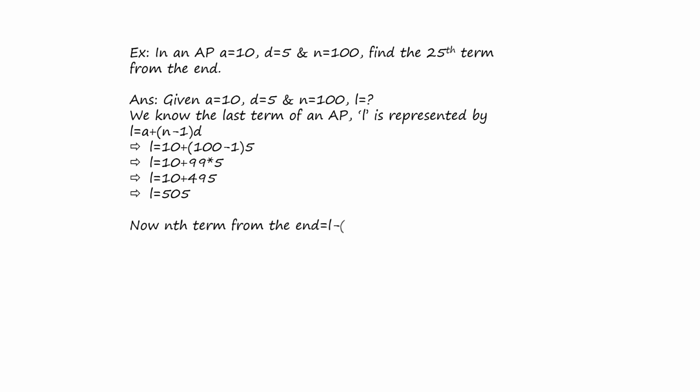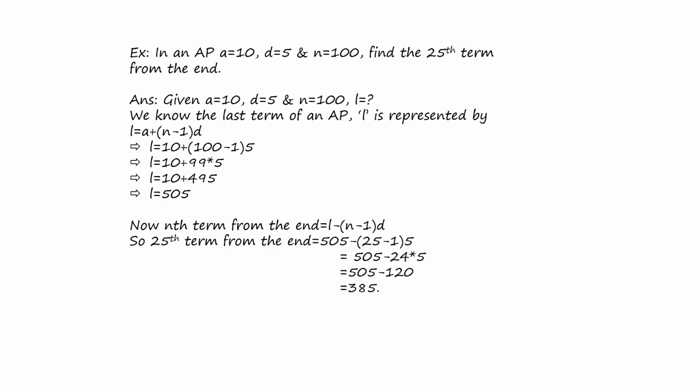Now, nth term from the end is L minus (n minus 1) whole into D. So the 25th term from the end is 505 minus (25 minus 1) whole into 5, or 505 minus 120, or it is equal to 385. So the 25th term from the end is 385.